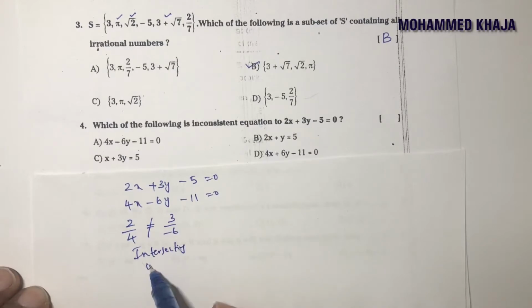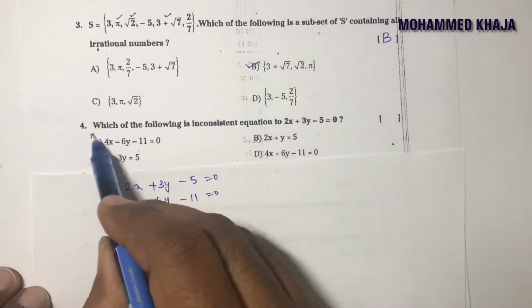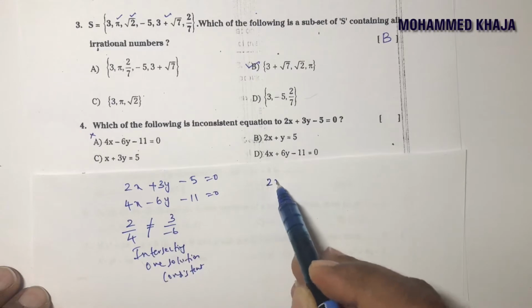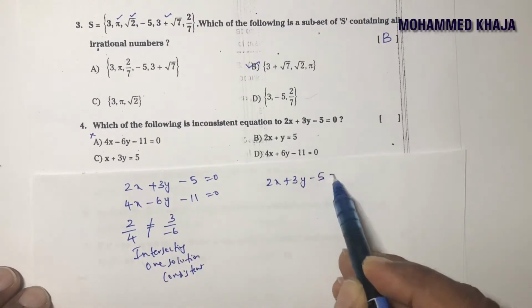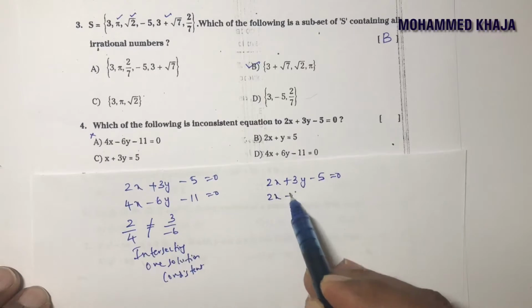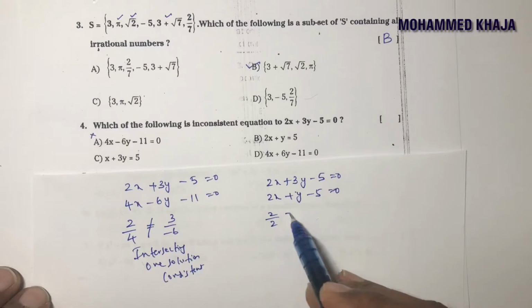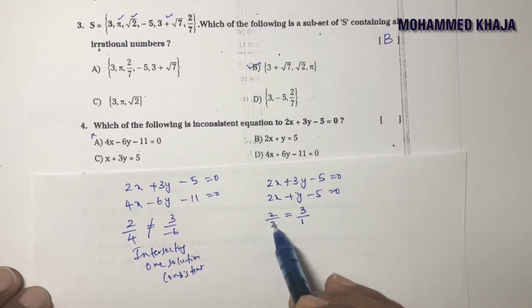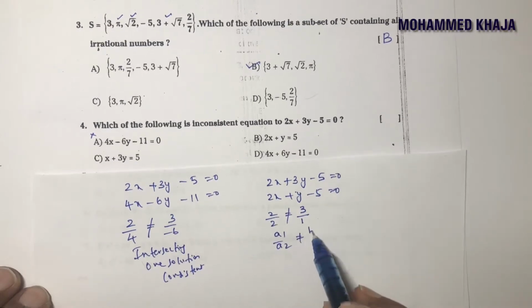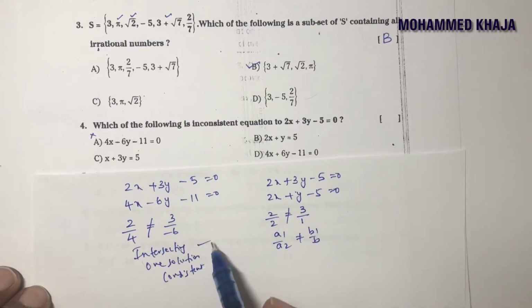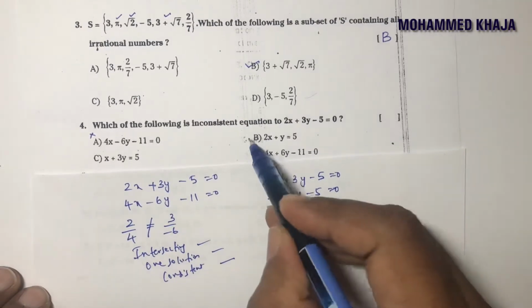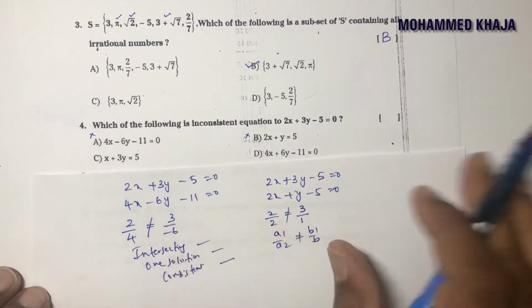If the lines are intersecting, we'll get one solution. As we are getting a solution, the lines are consistent. So A is not the correct option. Now we'll go for B. 2x plus 3y minus 5, and B, I'll take it as 2x plus y minus 5. So here 2 by 2 is 1, 3 by 1 is 3. They are not equal. So here also A1 by A2 is not equal to B1 by B2. The lines are intersecting. We'll get one solution, consistent. So B is also not the correct answer, because they are asking inconsistent.